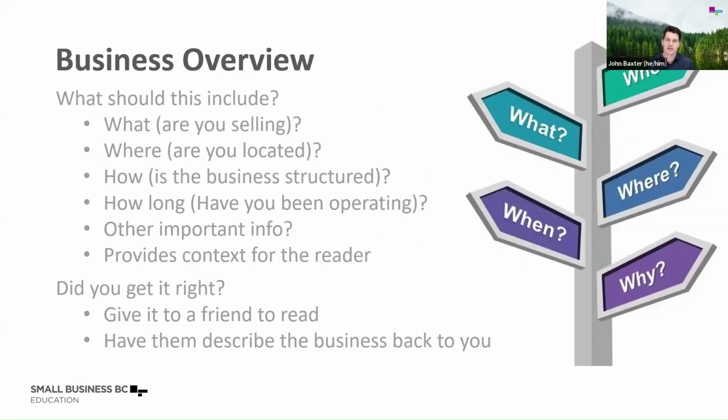So the first part of this section is the business overview. This is the initial description of the business. It's the who, where, why, and how of the company. And it acts to provide context to the reader, especially if it's an outside reader like a lender, for the rest of the business plan to come.